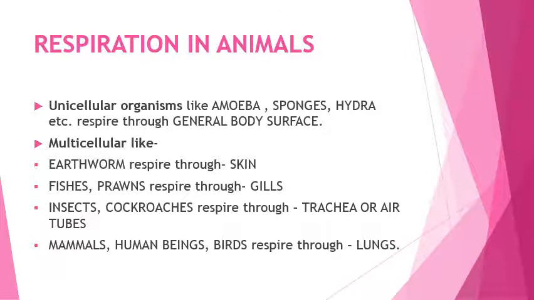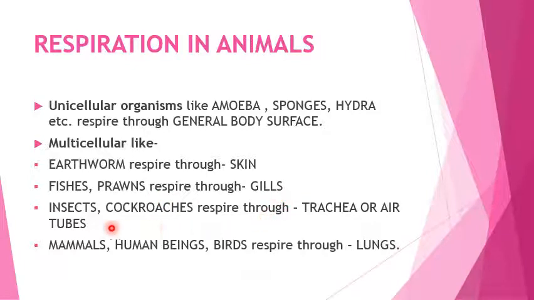Respiration in animals: unicellular organisms like amoeba, sponges, and hydra respire through the general body surface, whereas the multicellular earthworm has a special mode of respiration, that is the skin. So earthworm respires through the skin, whereas aquatic animals like fishes and prawn respire through the gills. So the respiratory organ of earthworm is the skin, and the respiratory organ for fishes and prawn is the gill.